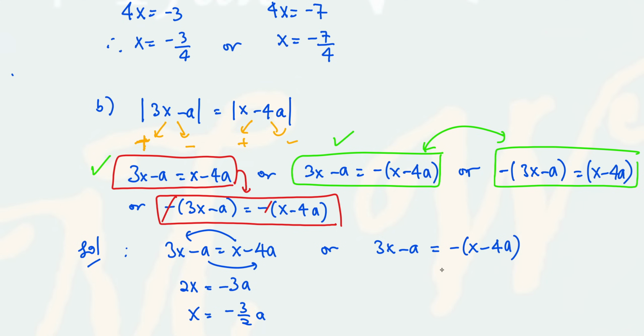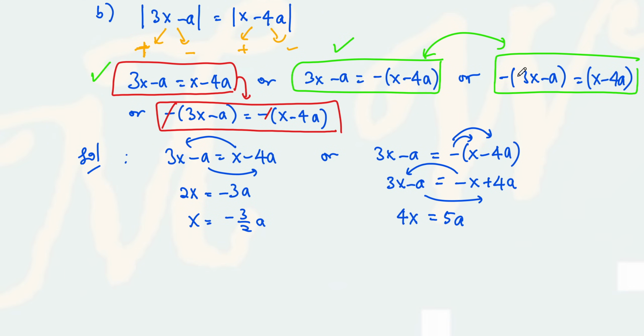Same goes to the next one. Here I will do the expansion first, times the minus to the whole bracket. It will be minus x plus 4a. This is 3x minus a. Then the x will be grouped together, and the a will be grouped together as well. So I will be getting 3x plus x, that will be 4x, and then equals to 4a. The minus a moves to the other side and becomes plus, therefore 5a. And now at last, I will be getting x equals to 5 over 4a. So my solution will be x equals to negative 3 over 2a or 5 over 4a. Okay, so done for this part B.